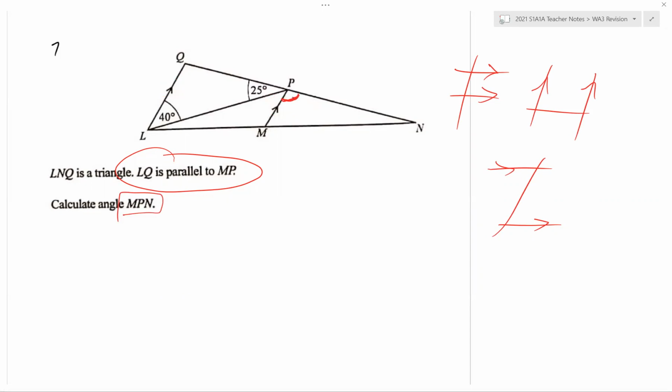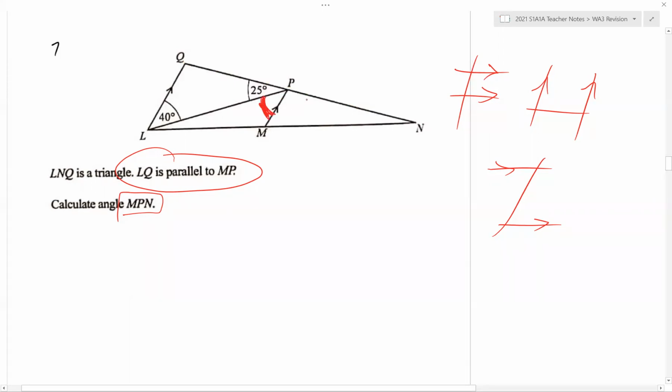Typically, there are a few ways of doing such a question. In order to find this unknown angle, we see that it belongs on a straight line. That's where our adjacent angles on a straight line comes in. In order to find that value using adjacent angles on a straight line, I need this unknown angle. The moment I can find an unknown angle, I add it to 25, I take that sum away from 180, I get the answer. So now my problem becomes one of finding the value of LPM.